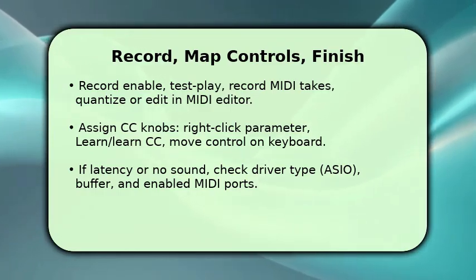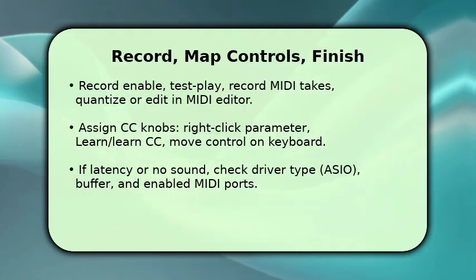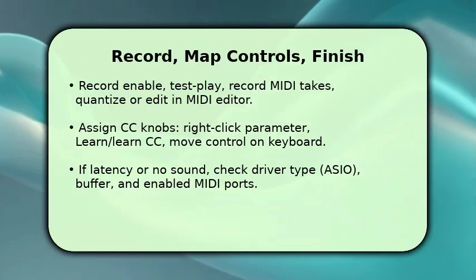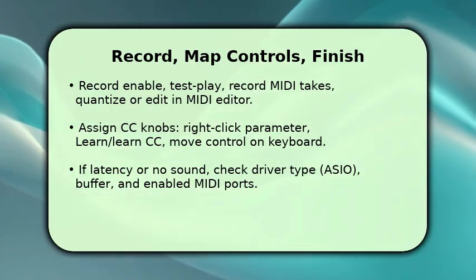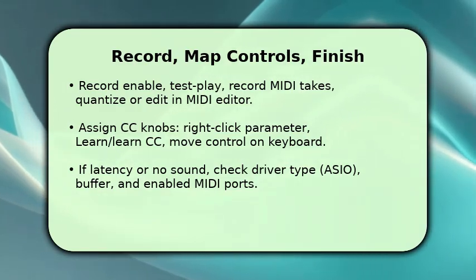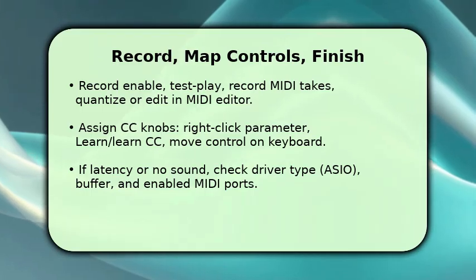Arm the track, test play to confirm notes are received, then record takes and edit them in Reaper's MIDI editor, where you can quantize or tweak velocity. For hands-on control, map plugin parameters by right-clicking a knob, choose Parameter Modulation or Learn MIDI, then move a control on your keyboard to bind it. Finally, render or bounce your performance.